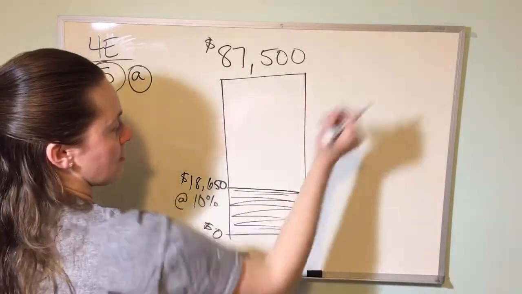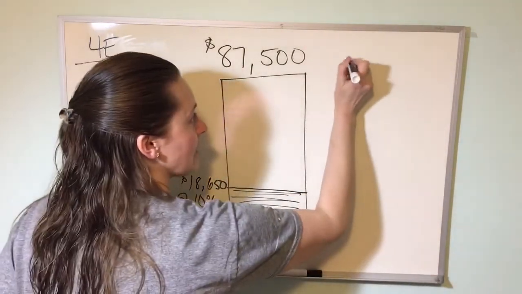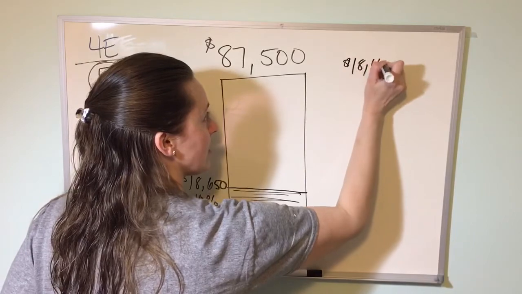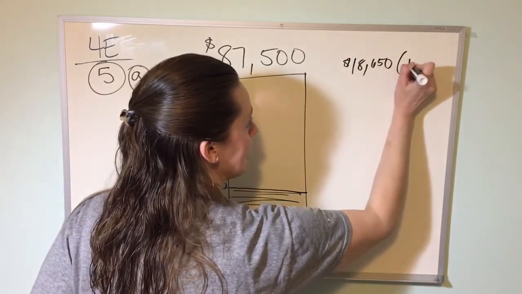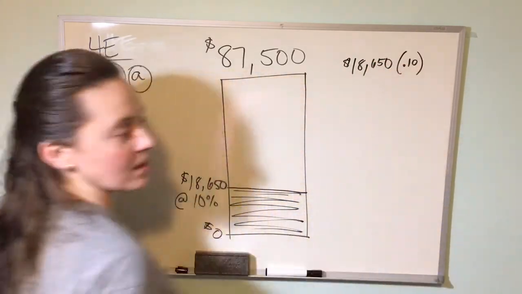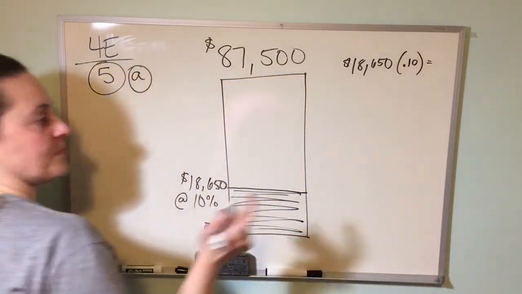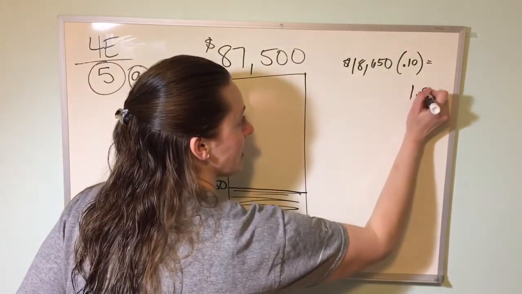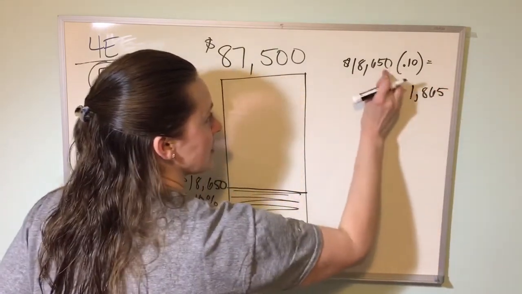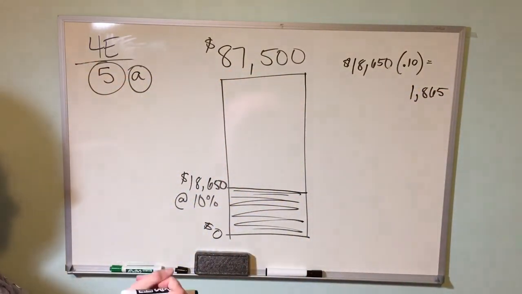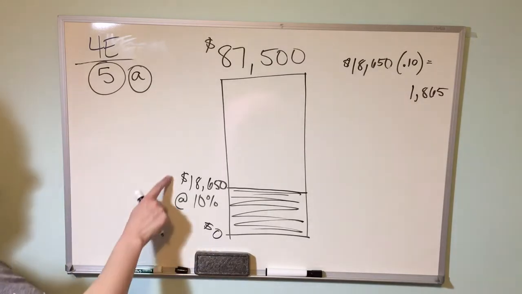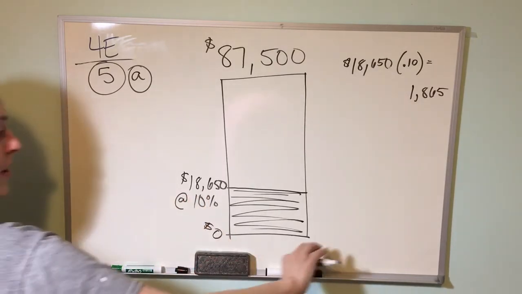So I guess I'll do my math over here. So $18,650 at 10% or 0.10, right? It's a decimal. I need like 6 more boards. Gives me 1,865. I just moved the decimal over. Okay, so that's how much they pay in taxes on this first amount of money.